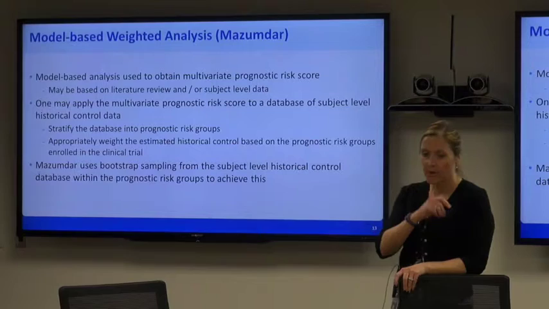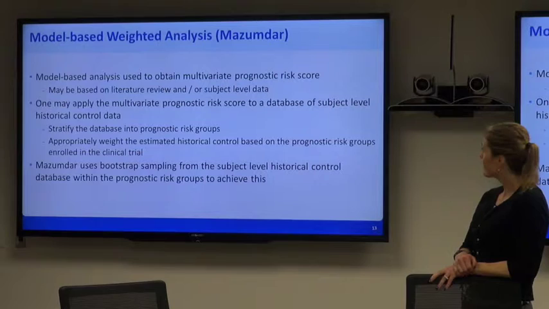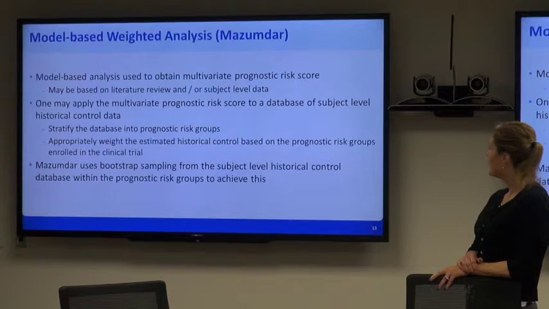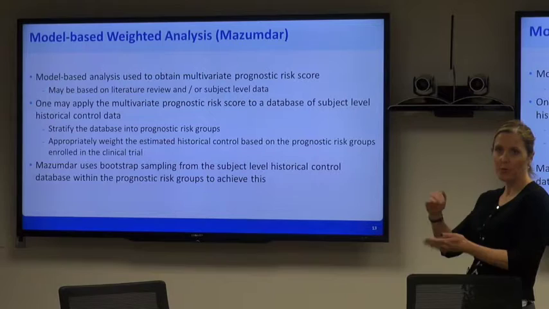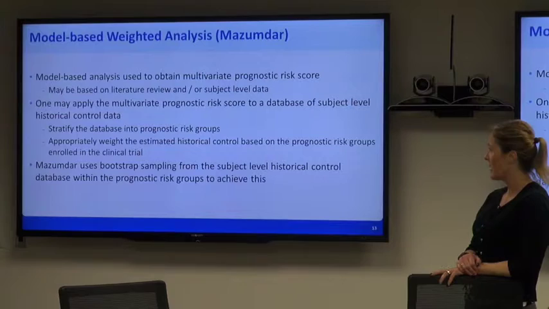Okay, so just a little bit more detail on this method. To obtain the important stratification factors that affect the prognosis, you can either do that through literature review or subject level data. And, you know, if you're in a multivariate situation, you may want to reduce the dimensionality a bit and get a prognostic risk score. And you can apply this to your historical control data to divide it into strata. And in Mazumdar, they actually use bootstrap sampling to sample from the historical control database within the prognostic risk groups to get the appropriate mix of populations in the same proportions as in your study. I'm not sure if that's exactly the method that they used in the blinatumomab or the Blincyto application, but we'll know when the paper is published.